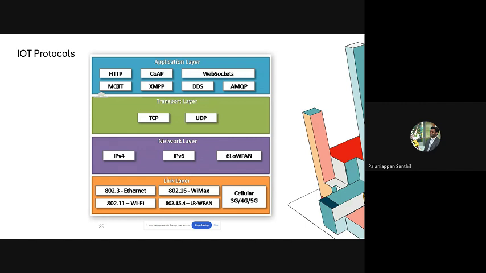Or the LR-WPAN, which is the low rate wireless personal area network. This is highly beneficial for devices like Zigbee and all those. They use this channel.